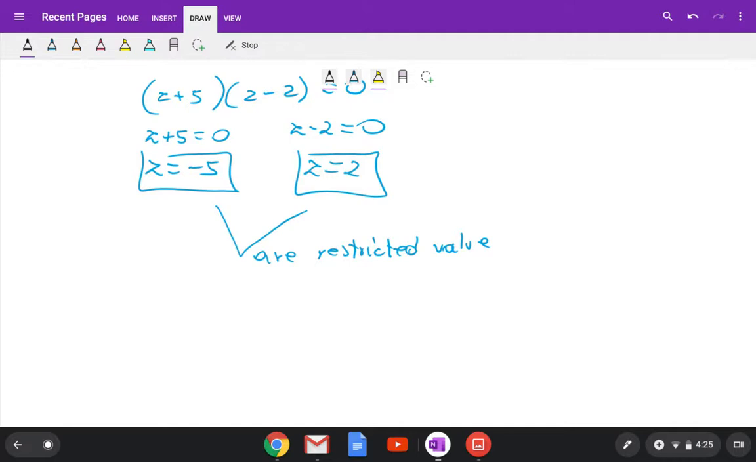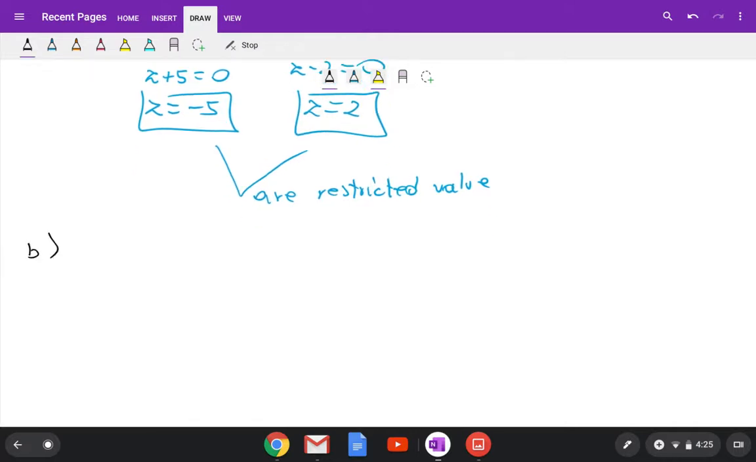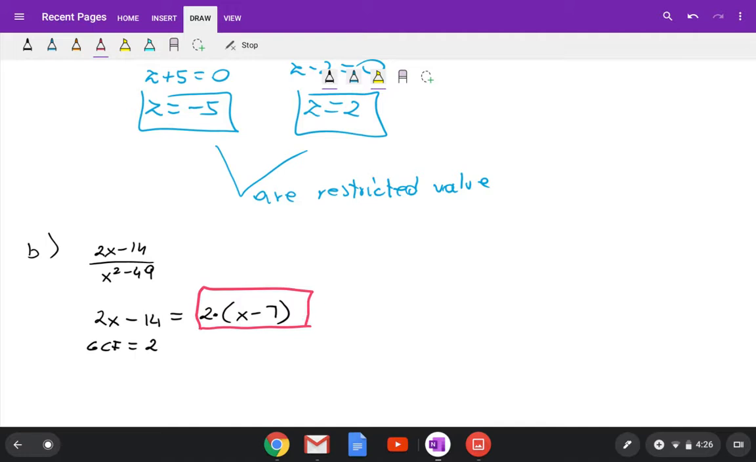So let's practice more. Let's do B. The same thing: simplify and find the restricted values. And in B, I'm giving you 2x minus 14 divided by x squared minus 49. First, you're going to rewrite the numerator using factors, so we need to factor the numerator. The GCF here is 2, so this is the same as 2 times x minus 7. Okay, so let's save that. This is step 1, factor the numerator.